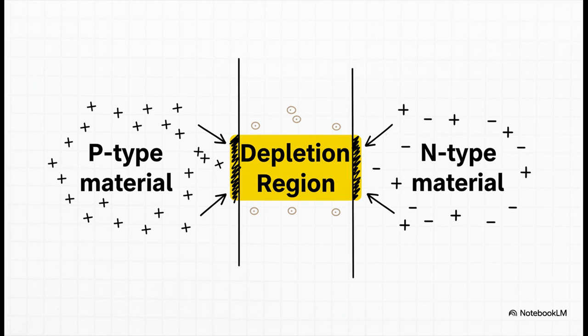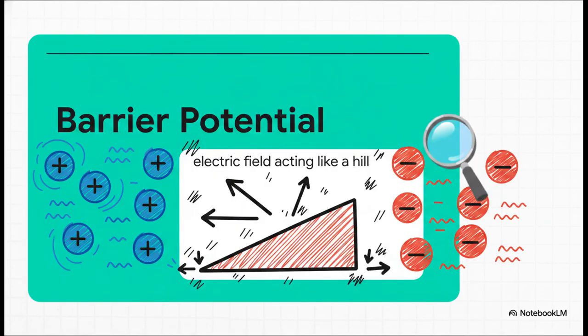So now you have this weird, insulating neutral zone sandwiched right between your two conductive materials. But here's a really fascinating side effect. The atoms that gave up those electrons and holes, well, they're left behind with a charge, and they can't move. They're stuck. This creates a small but really important electric field across that depletion region.